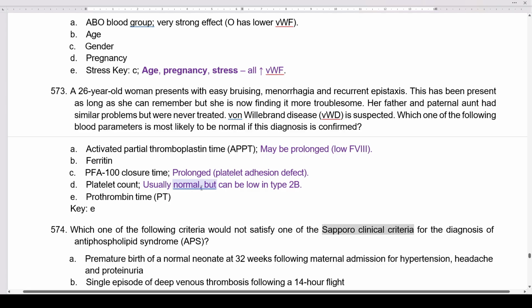Platelet count is usually normal in von Willebrand disease, but it can be low in type 2B. In type 2B, if you remember, we studied that there is a greater affinity between the platelet and von Willebrand factor, so that they stick to each other and then they are removed from the circulation. So in this way, the patient has thrombocytopenia. So option E is PT. PT is not related to that, so PT will be normal in case of von Willebrand disease. So option E is correct here.